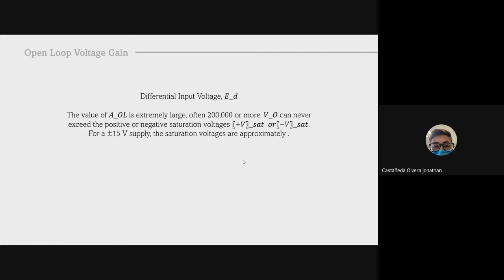The formula for the ED maximum is: ED maximum equals plus saturation voltage over the open loop gain, and for the minus ED maximum, the formula is: minus ED maximum equals minus saturation voltage over the open loop gain. Next slide, please.